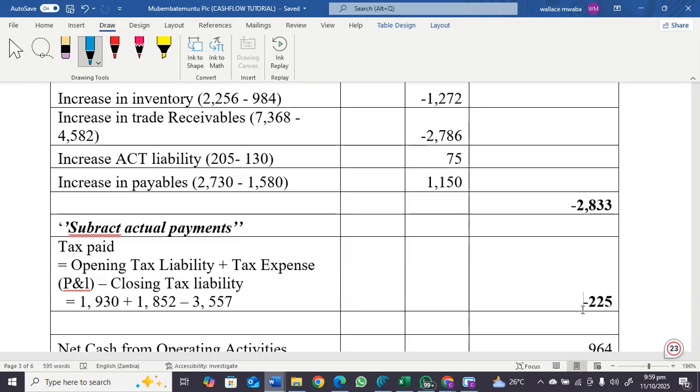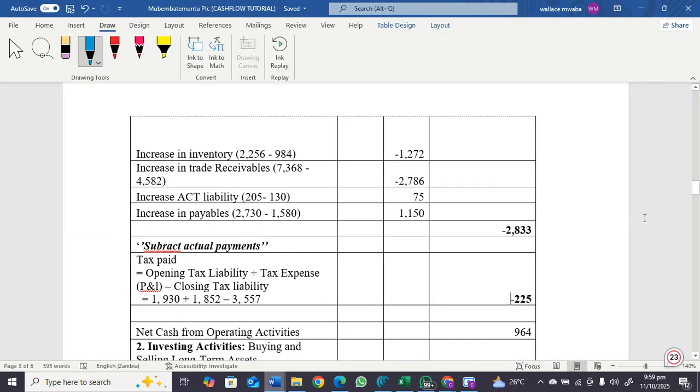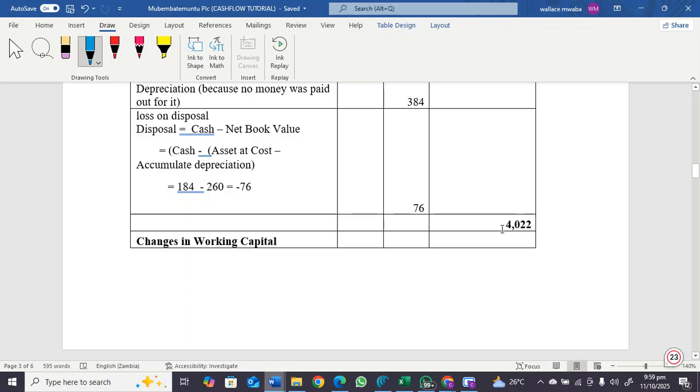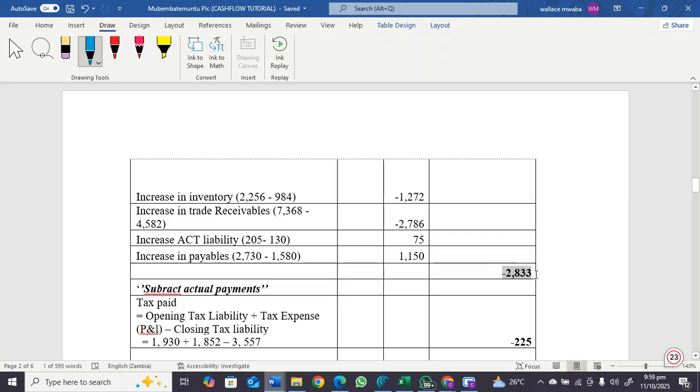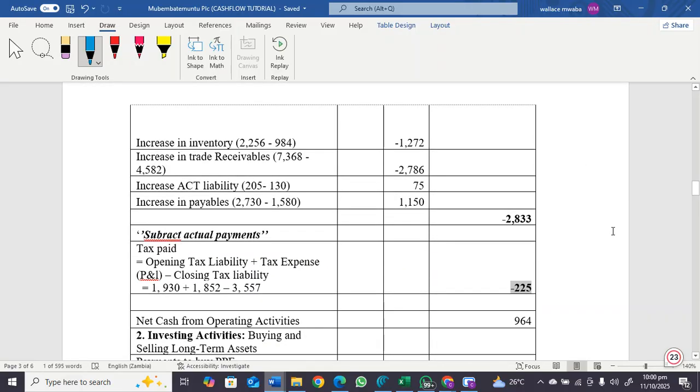So if there was any interest also, and we saw interest was also on the balance sheet, you would do the same thing here. Okay, once we've got that, then we can find our net cash from operating activities, meaning we add this 4,022 plus negative 2,833 plus negative 225, and we get 964 as cash from operating activities.